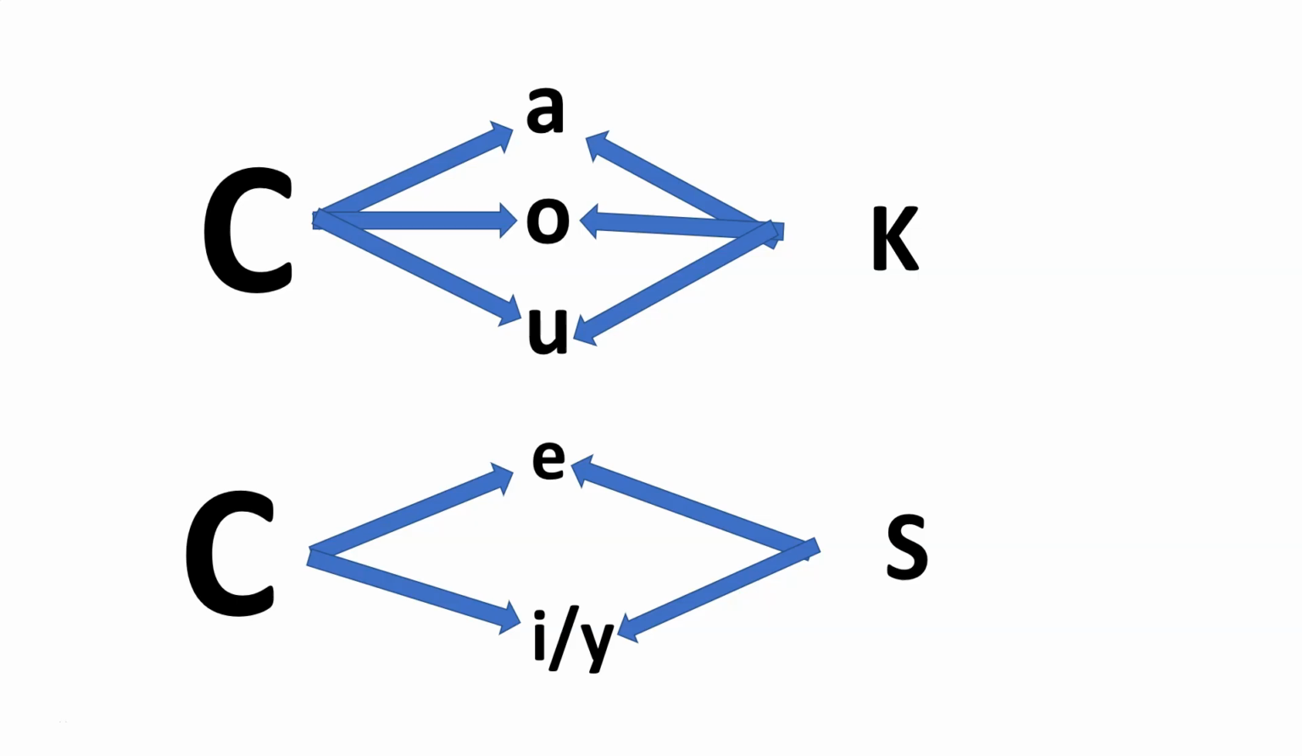When letter C comes with letter A or letter O or letter U, then letter C sounds like a K. But when letter C comes with letter E or letter I or Y, then letter C sounds like an S. Let's read some examples.